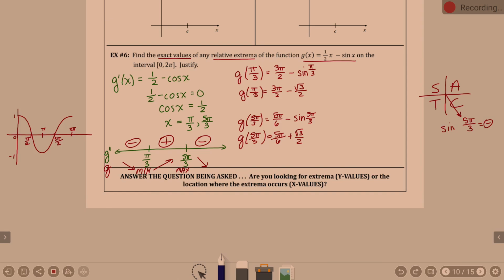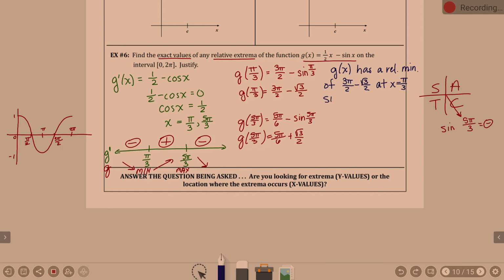So, what was pi over 3? It was a min, right? So I can say, okay, g of x has a relative min of 3 pi over 2 minus square root of 3 over 2. That's that exact value, right? And you can say at x equals pi over 3.